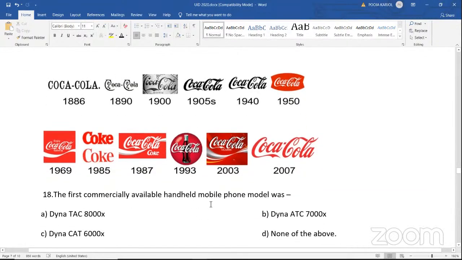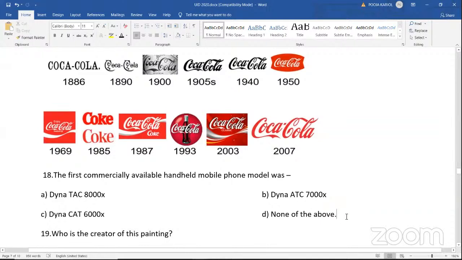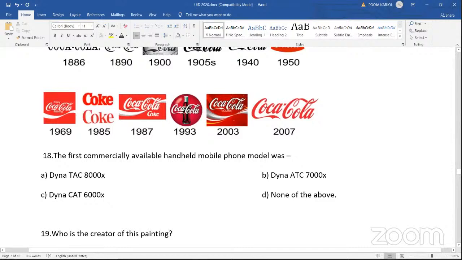The first commercially available handheld mobile phone model was? Any idea? C? Okay, so the answer is A, Dynatac 8000X, okay. Do you guys know which company? It was not Dynatac. Nokia? No, Motorola. Oh, yeah. Motorola was the first, this one. It was quite famous at that time. Till early 2000, it was famous, then gone.